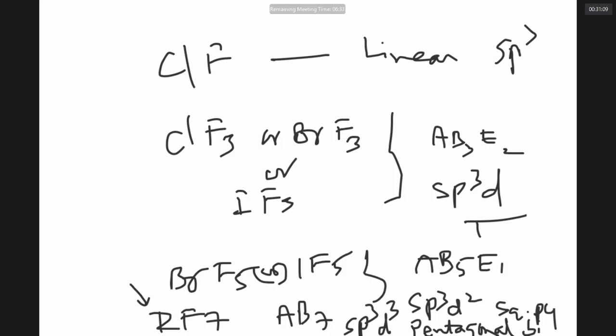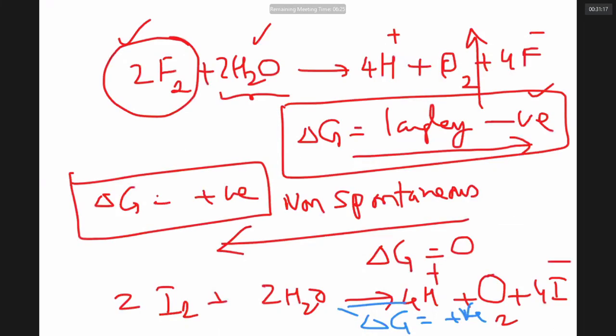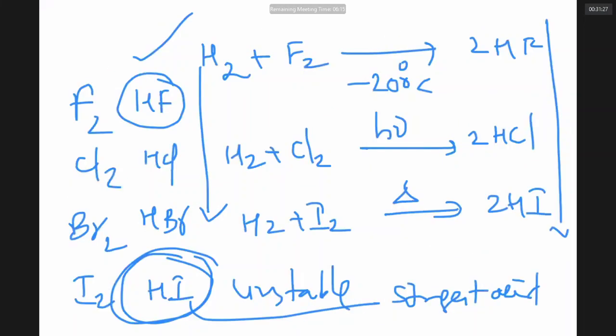Also, very quickly we make a summary of what we have done so far. We have considered in this family the reaction of halogen with water. Only fluorine reacts very violently. That reaction is spontaneous. Reaction with iodine is non-spontaneous. The ease of formation of hydrogen halides decreases down the group. HF is most readily formed and the least acidic. HI is difficult to form, but it is most acidic.